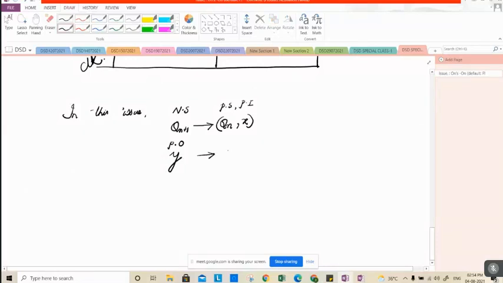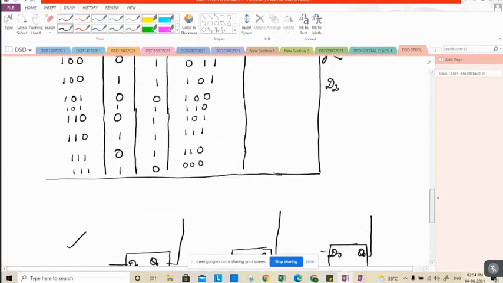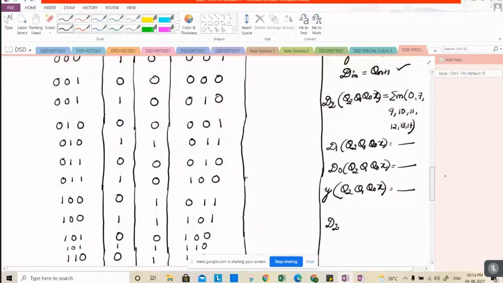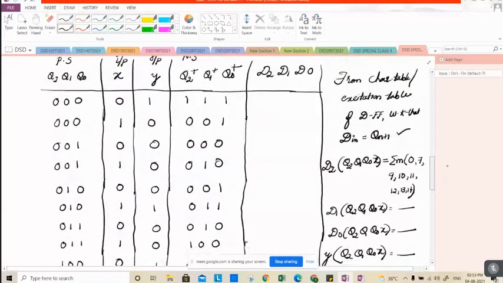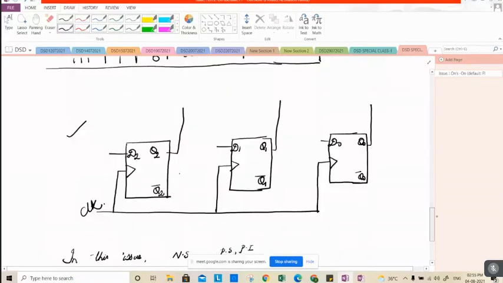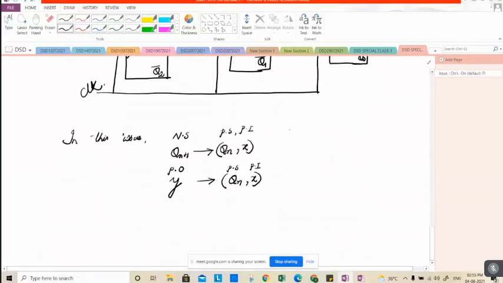Now the present output depends upon what factors? It depends upon the present state Q, and it depends upon the present input also. If you get the expressions for D2, D1, D0 and Y, then you will understand how they are related. Use K-maps and get the expressions, then you will understand the things more clearly. Right, so this is what is happening here.